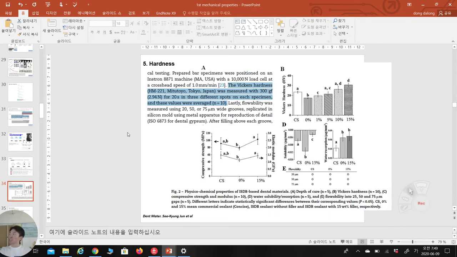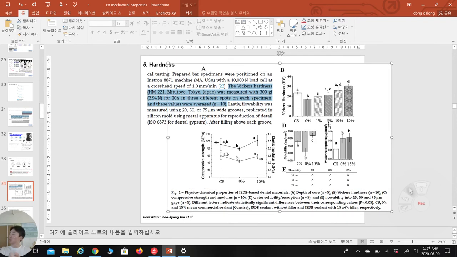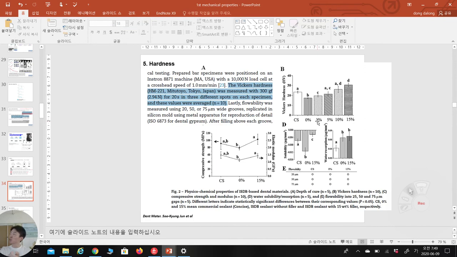So yeah, this is an example. We measure this viscous hardness machine. Whenever you measure the hardness, you have to write down how much force was applied. As you can expect, more force can make more defect. And then how much time you apply. These two parameters should always be mentioned in the materials and methods. Depending on how much nanoparticle you incorporate in the polymer, you can see more viscous hardness was obtained.